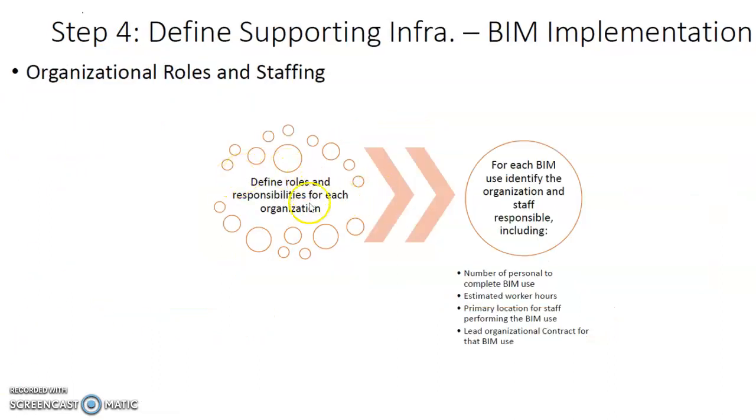We will also define the roles and responsibility for each organization. For each one of the BIM uses, for example, 4D modeling or the coordination model, we need to identify the organization and the staff that is responsible, including the number of personnel to complete the BIM use, the estimated worker hours, the primary location for the staff that is performing this particular BIM use, and the lead organization contact for this particular BIM use.